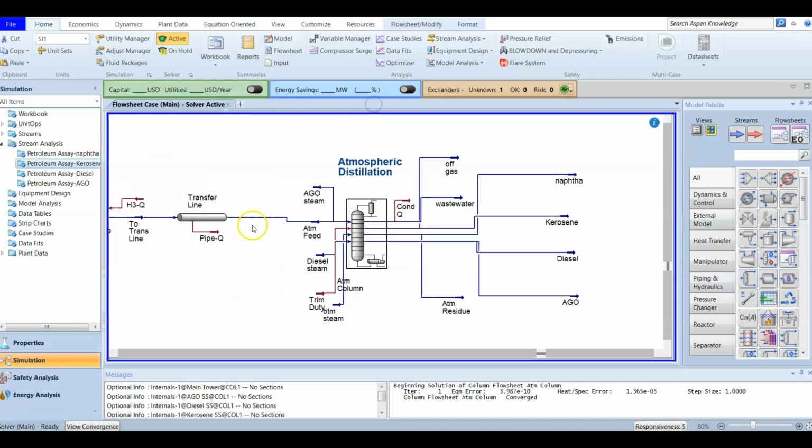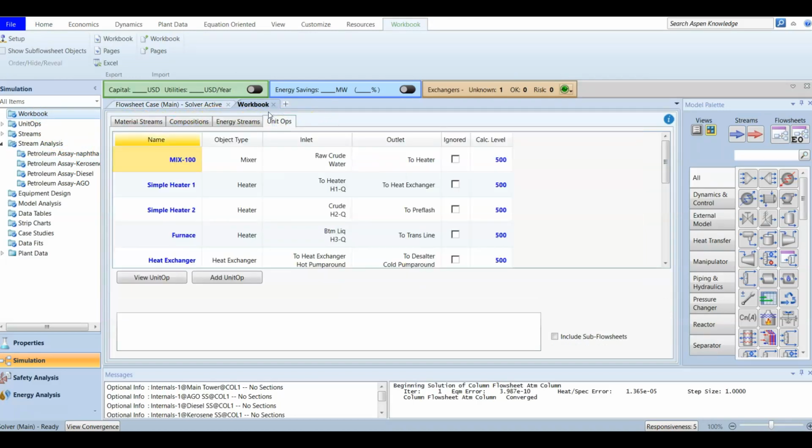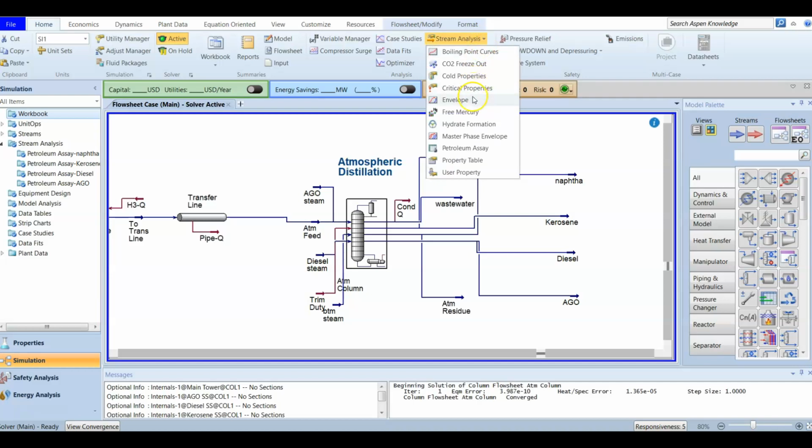Okay, so from the workbook you can check the composition of each stream, material stream, energy stream, and unit operation. Now we have finished this atmospheric distillation. It's important to mention that during the expert exam you will be asked about the cut point. Most of the time you are asked about the cut point, and also there are a lot of advanced column features that we are going to talk about later. But it's important to know how to define a stream analysis here, and in our case we have added a petroleum assay. And also it's important to know how to add a spec, like a cut point.